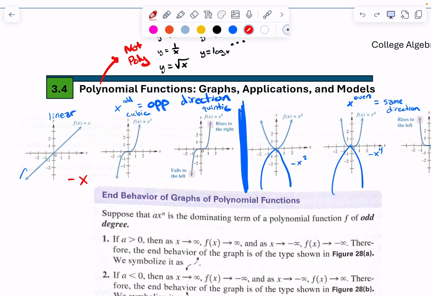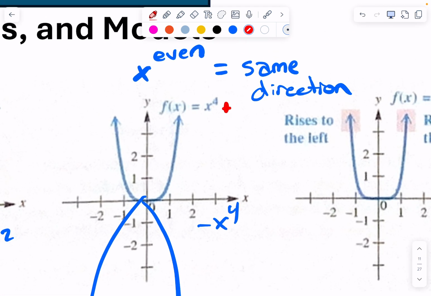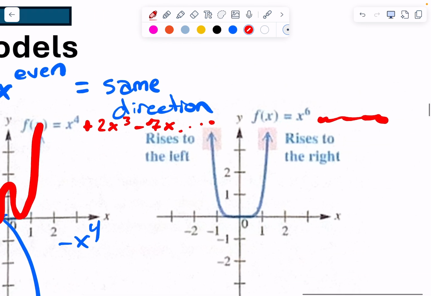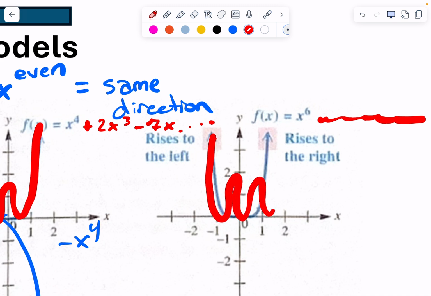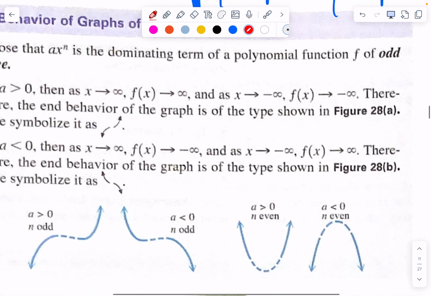Now, sometimes you will have humps and bumps inside of here. So if this is x to the fourth plus 2x cubed minus 7x, whatever. If it has more than that, sometimes it'll be a W, right? And it'll have humpy and bumpy stuff. Same thing with x to the sixth. If he has more stuff after him, he will have maybe 3 humps, right? So just so you know, sometimes that's a thing. Okay? All right, moving on.